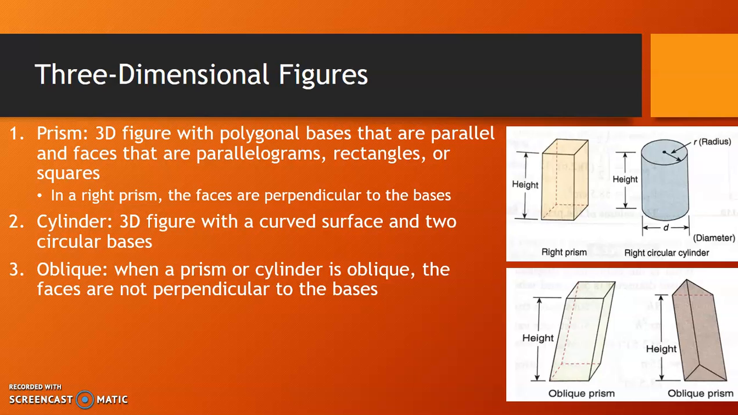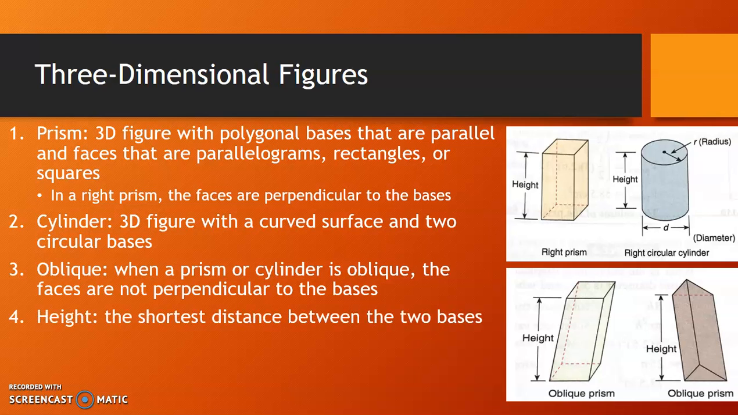So like I said, oblique is when the prism or a cylinder, the faces are not perpendicular to the bases. You can see in my pictures there that they're slanted over to the sides. The height of a shape is always going to be the shortest distance between the 2 bases. So again, that's clarifying what I was saying, that it has to be a height that goes straight up and down. You don't want it to be leaning to one side.